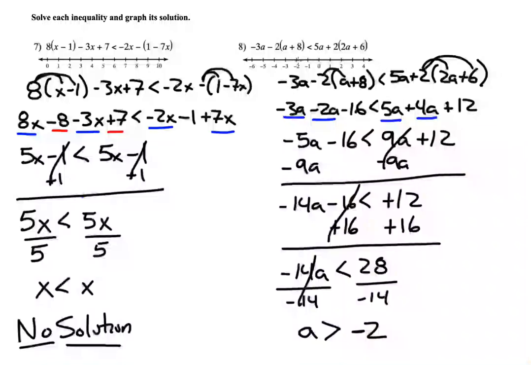So -2 is my key number here. I leave it open because it's not equal to -2. -2 is not a solution. And a is all the numbers that are greater than -2. So I go this way. It's all the numbers that are bigger than -2.